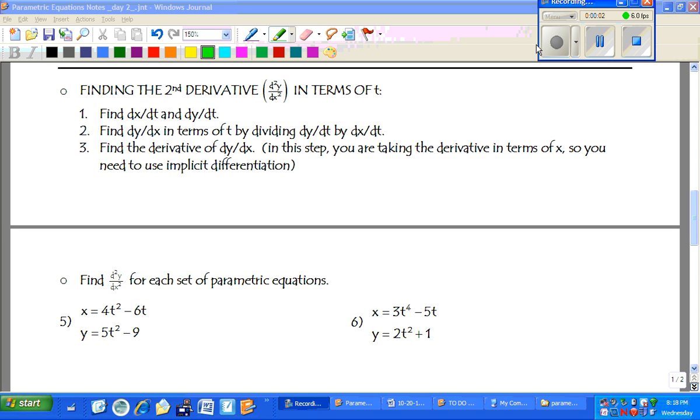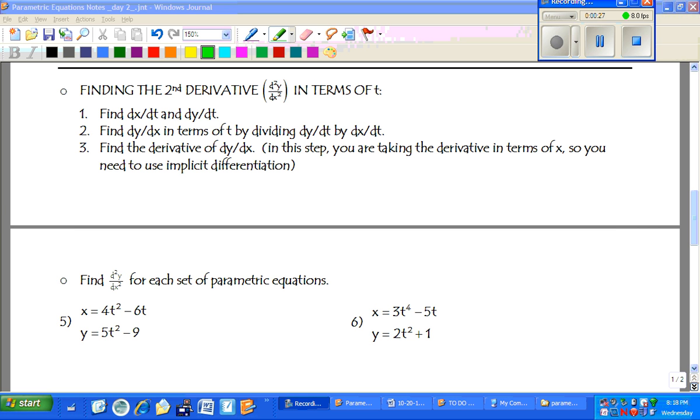The other thing we're going to take a look at today is finding the second derivative in terms of t. So we know how to take the first derivative, and that's basically the first two steps in this process. Find dx/dt, dy/dt, then dy/dx. We figure that out by taking dy/dt divided by dx/dt. So that's what we've been doing so far to find the first derivative.